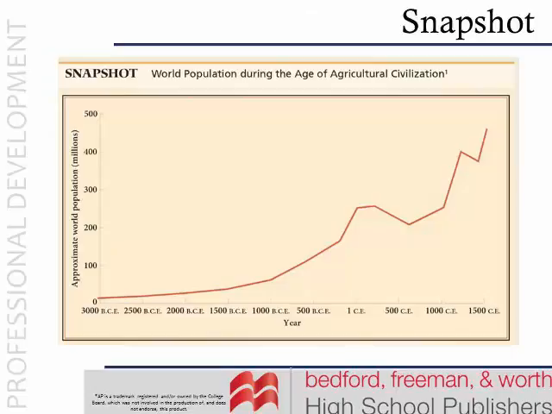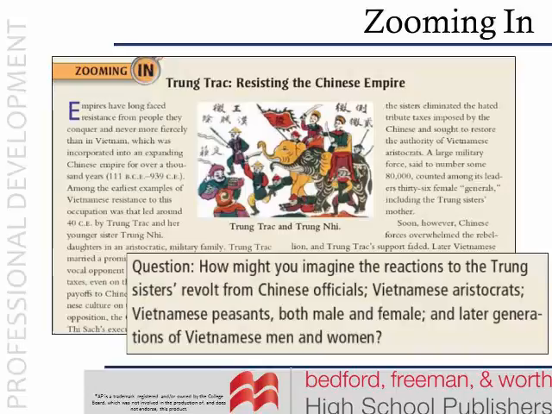Snapshot boxes are throughout the chapter and offer your students a brief look at particular themes, regions, or time periods and add more detail to the thematic approach to world history. Zooming in also gives more details compared to the big picture approach of the rest of Ways of the World. It provides a close examination of a person, place, or event.